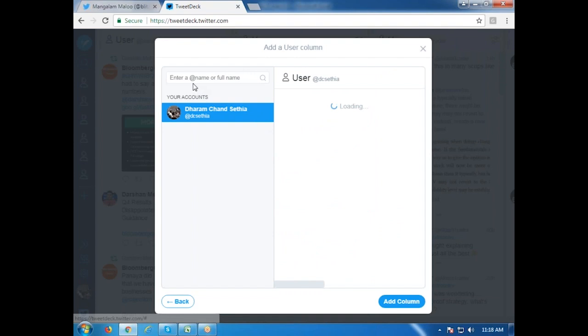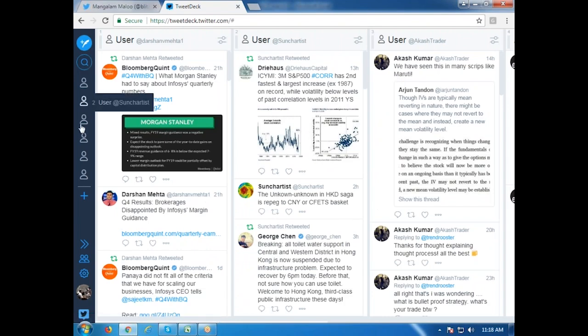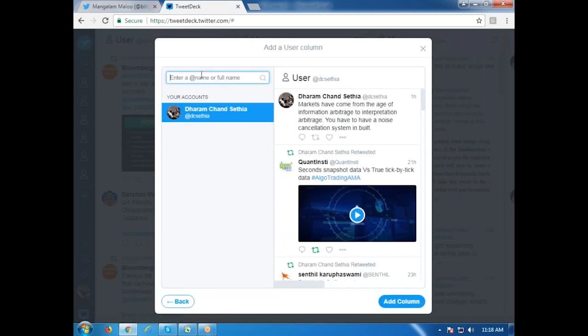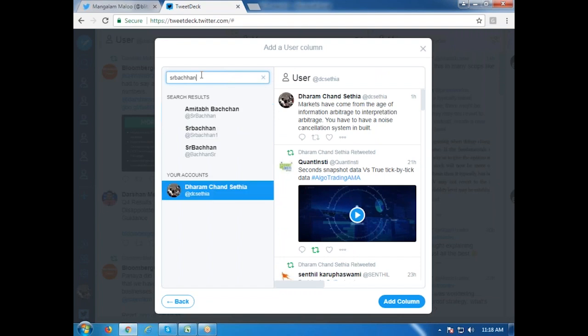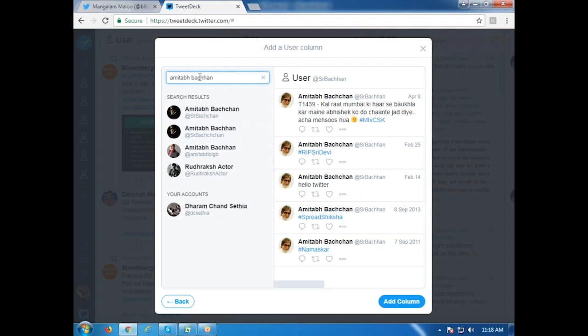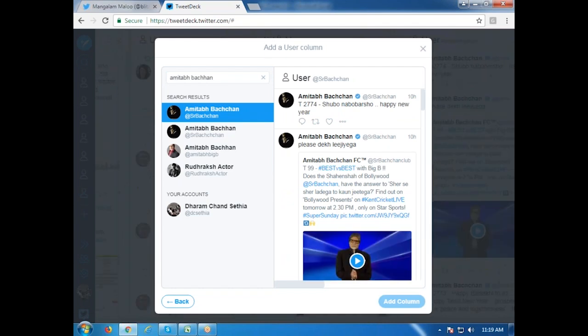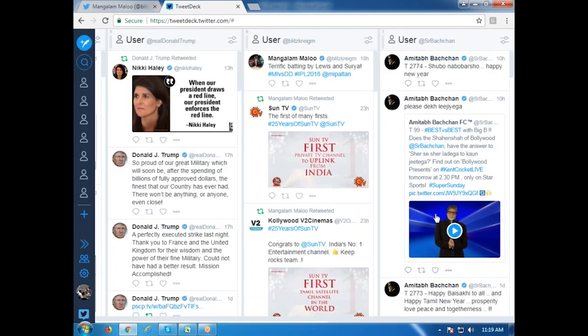Let's say you want to follow someone, you add a column with user and put the name. You add a column here in this place. You just want to follow, let's say, Amitabh Bachchan. You add a column, put the name SRBACHCHAN and search about him. He is not the right one, because there is no blue tick on him. You just click on Amitabh Bachchan, Senior Bachchan, and add the column. Once the column is added, Mr. Bachchan, whenever he tweets, will come on my TweetDeck.